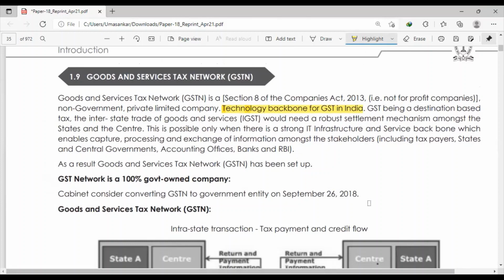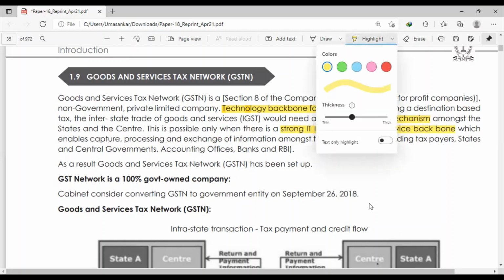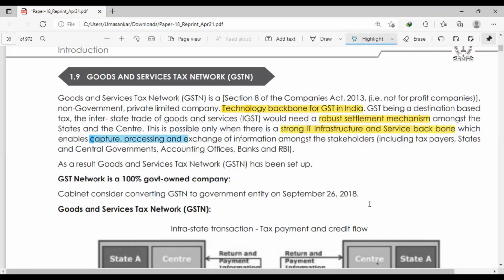It is a technology backbone, and GST, as we know, is a destination-based tax. The interstate trade of goods and services would need a robust settlement mechanism among the states. This is possible only when there is a strong IT infrastructure and service backbone. It enables capture, processing and exchange of information among the stakeholders. And who are the stakeholders? Taxpayers, state governments, central government, accounting offices, banks, RBI.